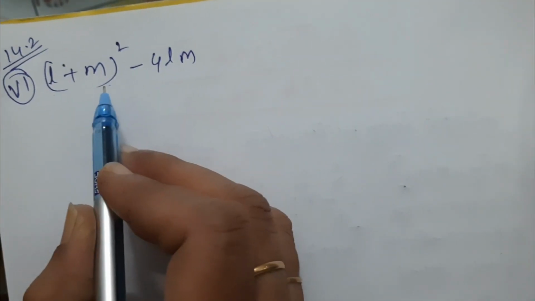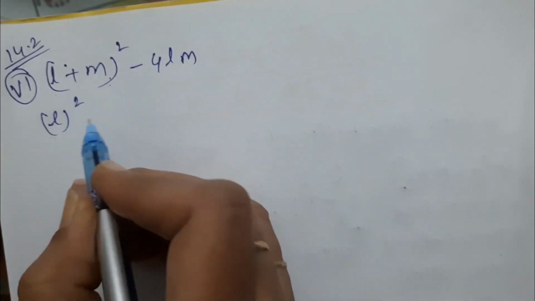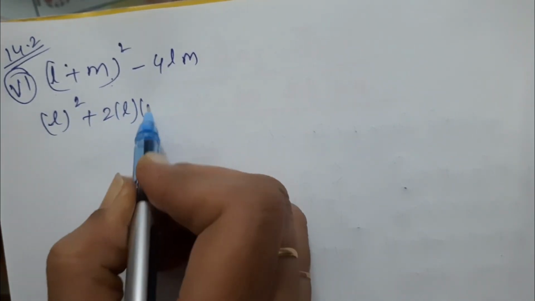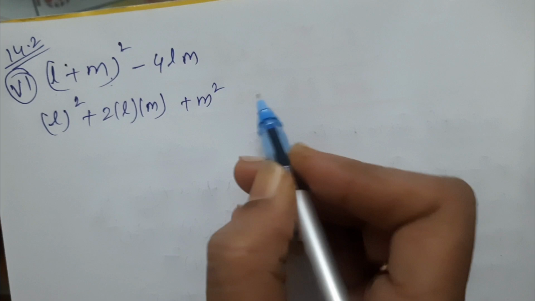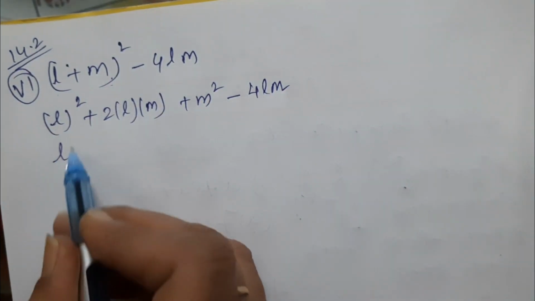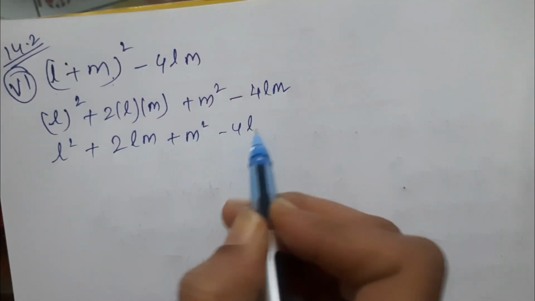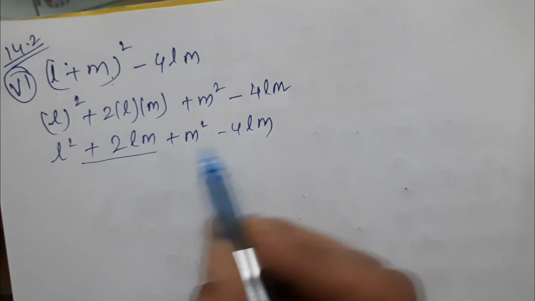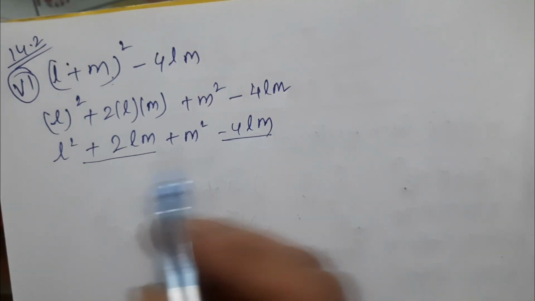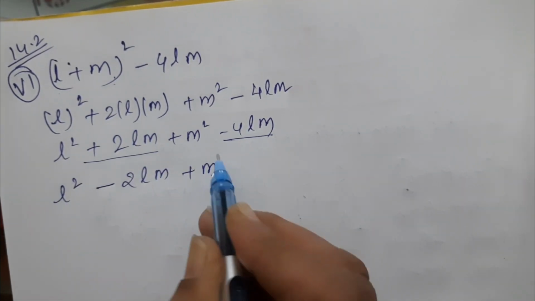Now here whole square is there. So first we need to write the identity of whole square. (a + b)² is a² + 2ab + b². Now repeat the numbers as they are. Now here we are getting finally l² + 2lm + m² − 4lm. We can go for the simplification where the like terms are subtracted. So it's l² − 2lm + m².